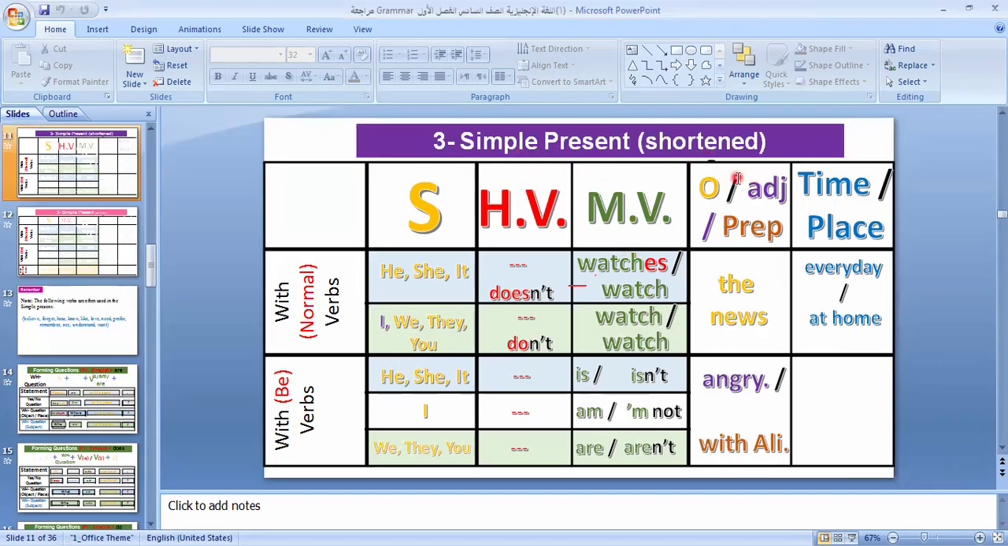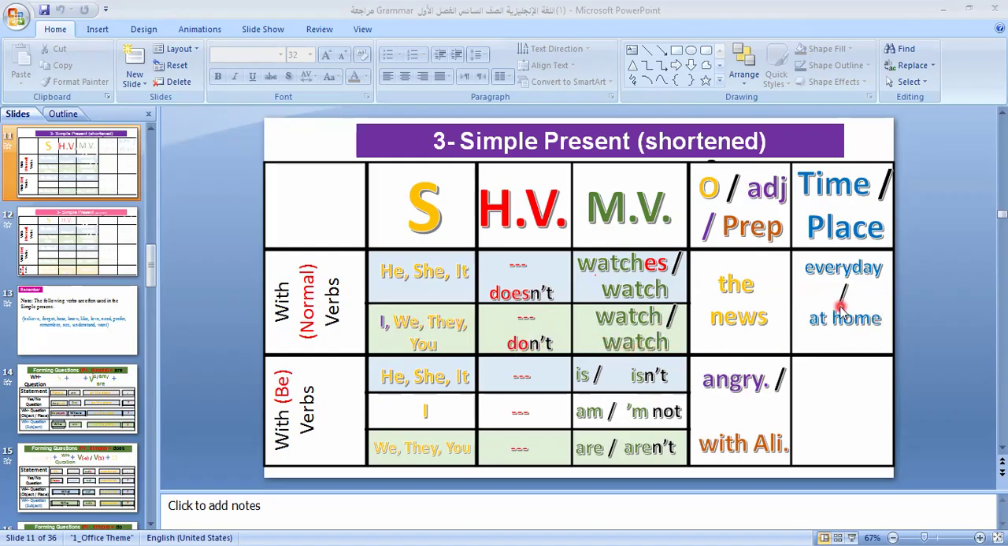Shortened means make sure the answer is short. Okay, like this one. Here we say with normal verbs and with verb to be. Here we say he, she, it, doesn't. When we have does or doesn't, I omit the s. So here we say he doesn't watch the news. With are, you, they, don't have s. So I put the verb as it is.